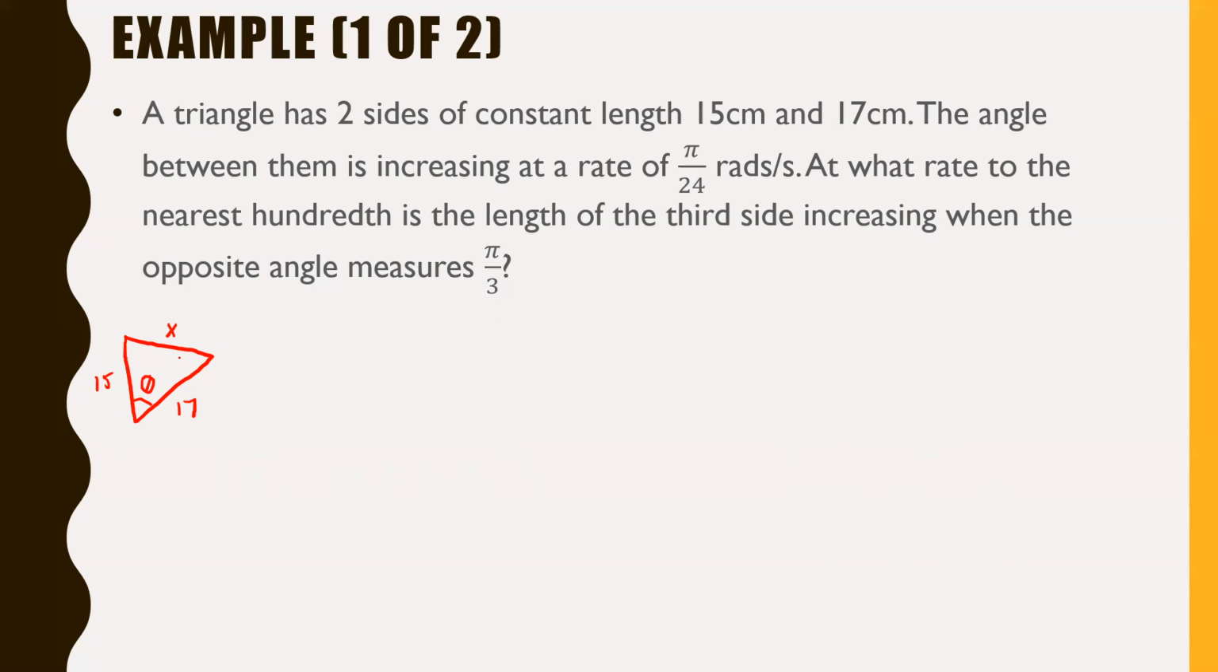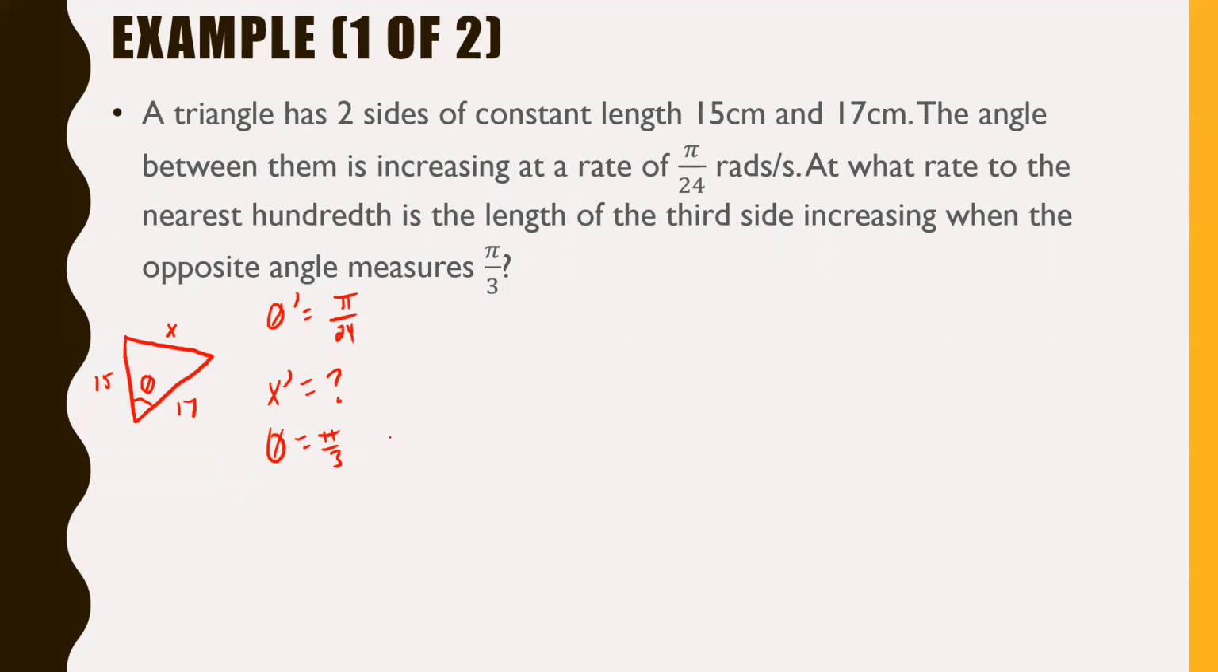Whew, okay, let's try to take stock of what we've got here. 15 and 17, no point jotting those down, they're already there. We know the angle between them is increasing at a rate of that, so we know theta prime, the rate of change of your angle, is pi over 24. We are interested in the rate that the third side is increasing by, so we're looking for x prime when the opposite angle measures pi over 3, so when theta is just straight up pi over 3.